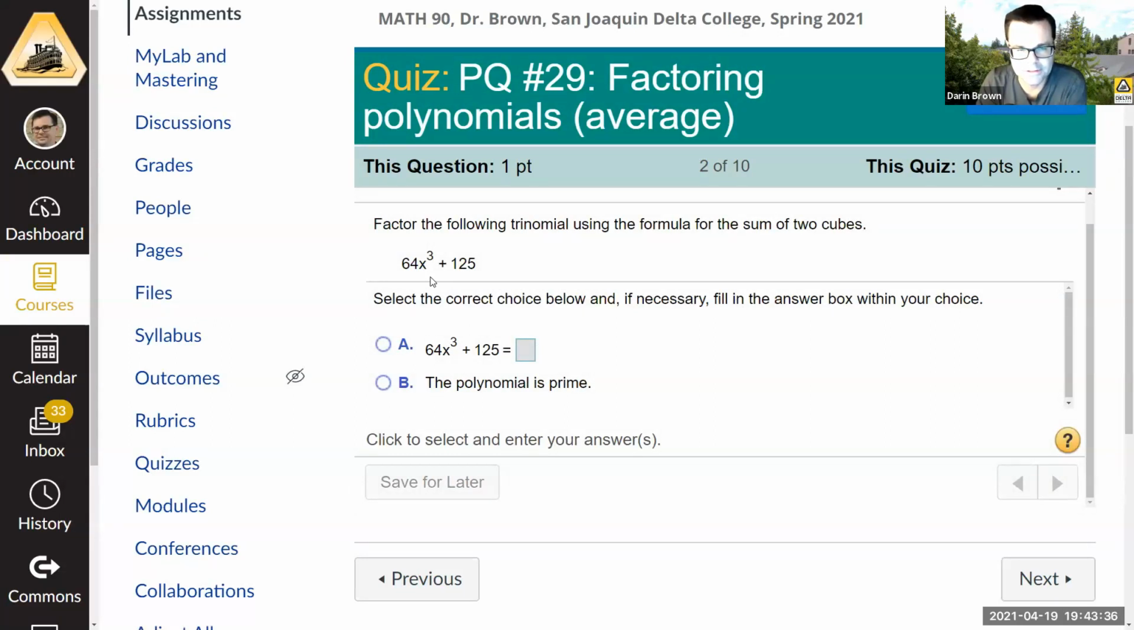So take a look at this, and yeah, you probably are going to have to pause for a couple minutes here if you haven't done many of these. It's the sum of two cubes. So this is practicing the sum of two cubes. So take as long as you need, and we'll go over this in just a sec.